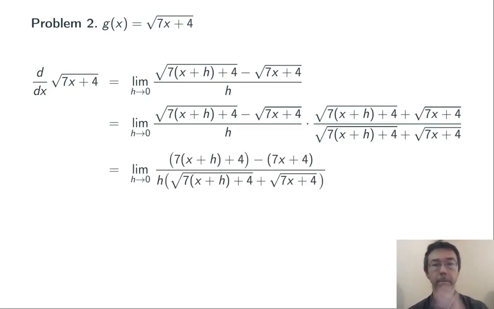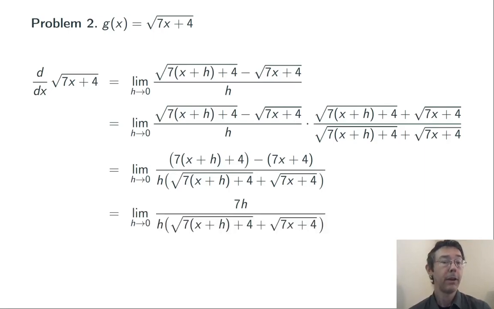So the numerator is the square of the first radical, so 7 times x plus h plus 4, minus the square of the second radical, so 7x plus 4. And now that numerator is going to simplify. The denominator I have not simplified in any way. I've just left it in the form h times the sum of those radicals. Again, remember my goal is to cancel that h in the denominator, so I like it as a factor. Foiling it out will not help me here.